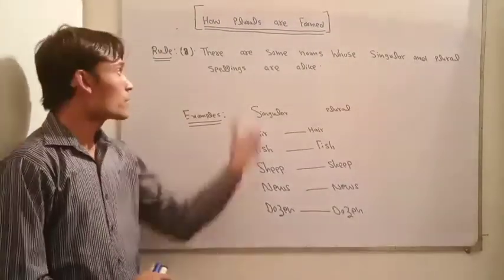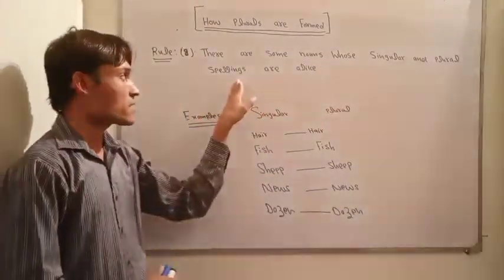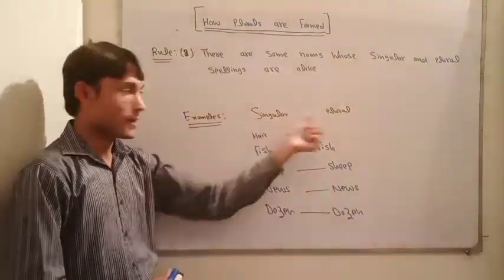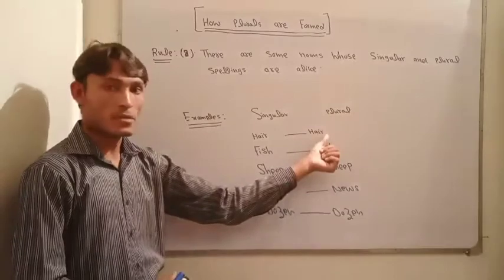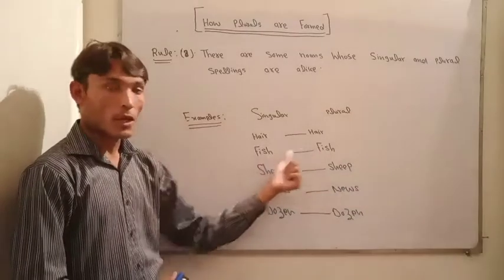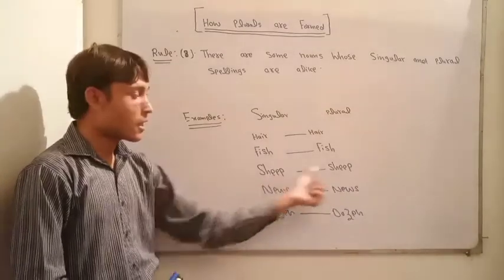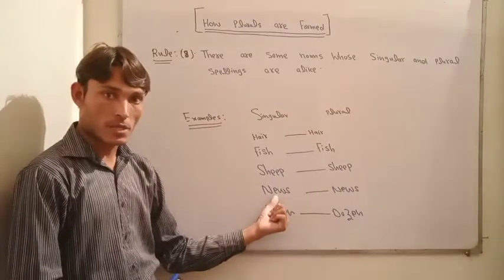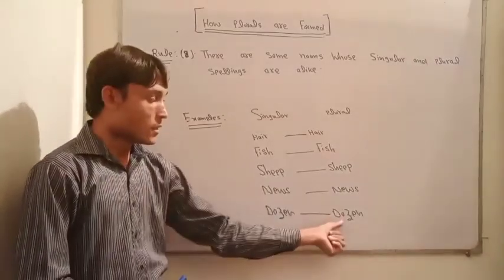Rule number 8 is there are some nouns whose singular and plural spellings are alike. Alike simply means same. Like fish and fish: singular form and plural form are the same. If you talk about sheep, sheep is singular and the plural is also the same, sheep. If we talk about news, news is itself singular as well as plural, news. Next one is dozen and the next one is also dozen.